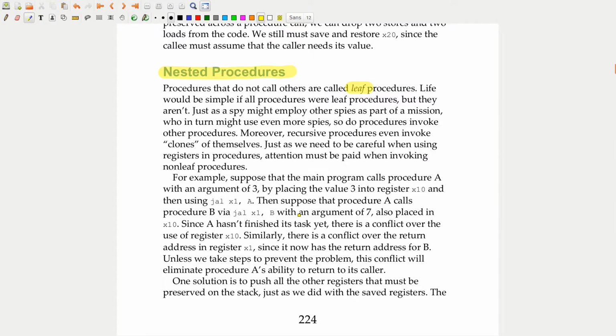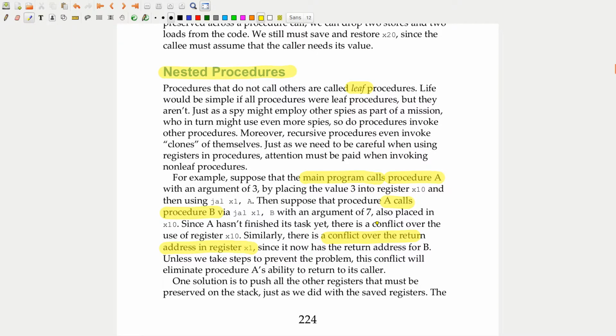So for example, suppose that a main program calls procedure A with an argument of 3, and then procedure A, so let's write it down. The main program calls procedure A, and then A calls procedure B using another jump and link. This leads to problems because these different procedures might use the same registers as each other, so there could be conflicts over the return address in register X1.